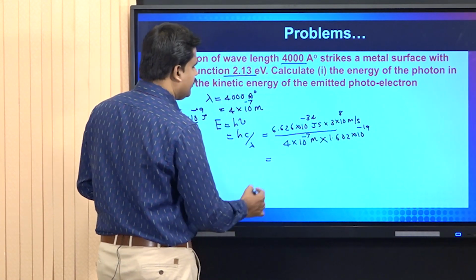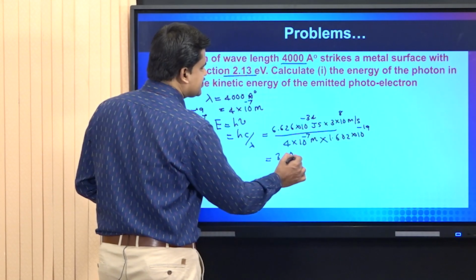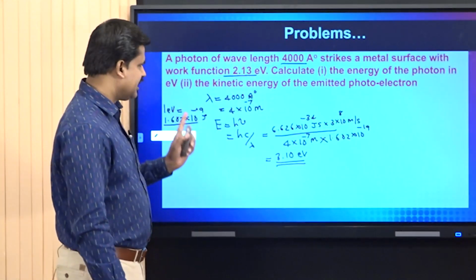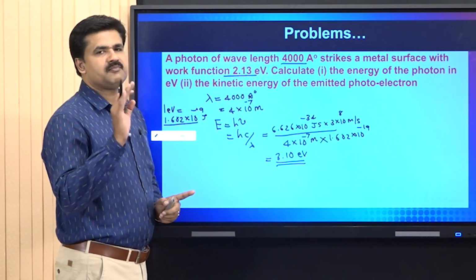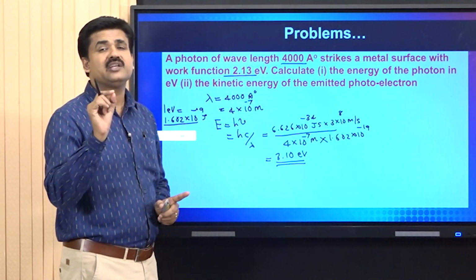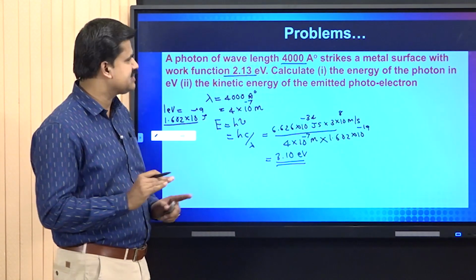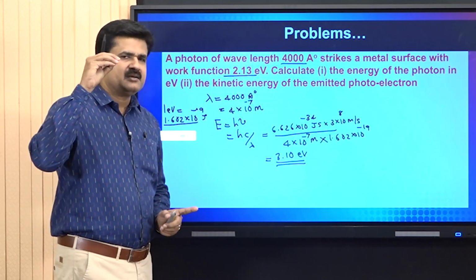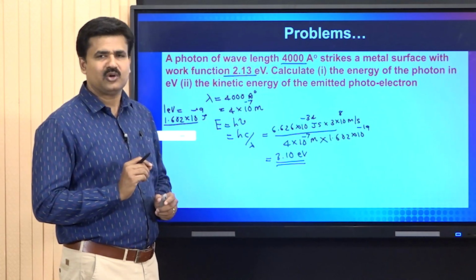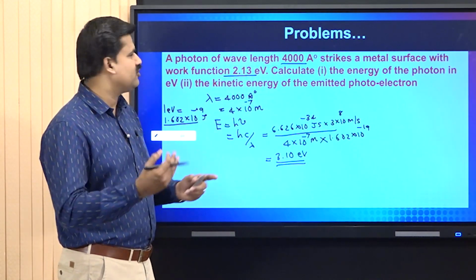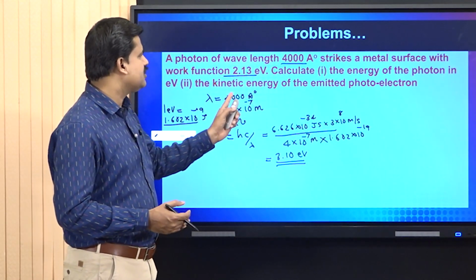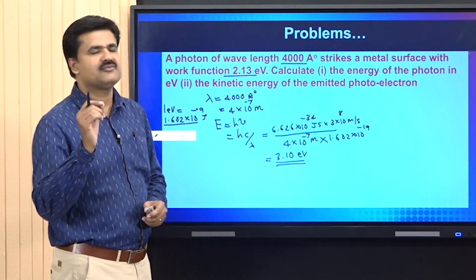The final value will be 3.10 electron volt. That means the 4000 angstrom wavelength corresponds to an energy of 3.10 electron volt. That is, in this problem, you are providing a photon of energy 3.10 electron volt. The first part of the problem is over, and we can move on to the second part, that is, find out the kinetic energy of the emitted photoelectron.